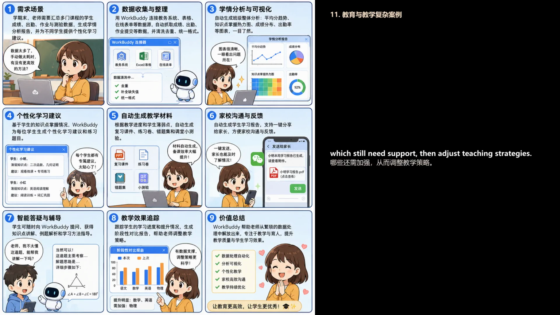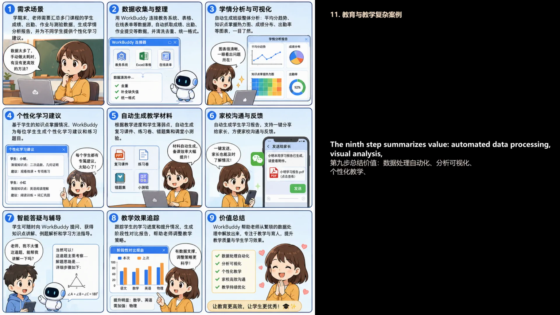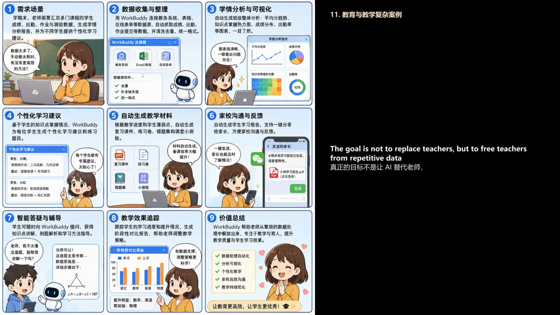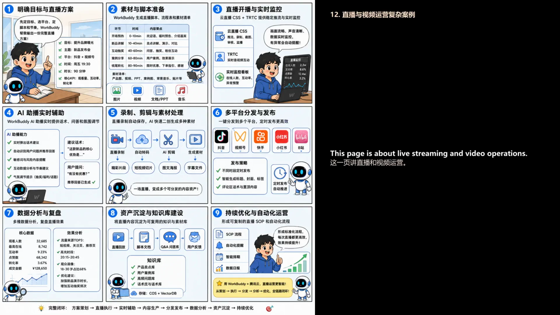The ninth step summarizes value. Automated data processing, visual analysis, personalized teaching, efficient home-school communication, and continuous teaching optimization. The goal is not to replace teachers, but to free teachers from repetitive data work, so they can focus on teaching and educating. This page is about live streaming and video operations.